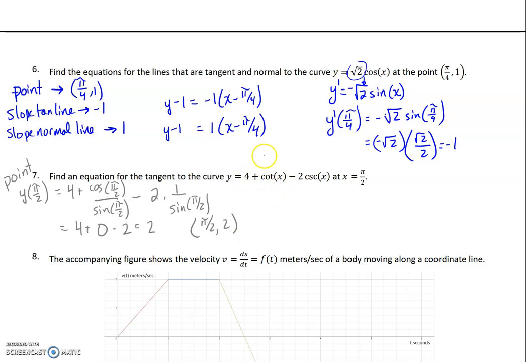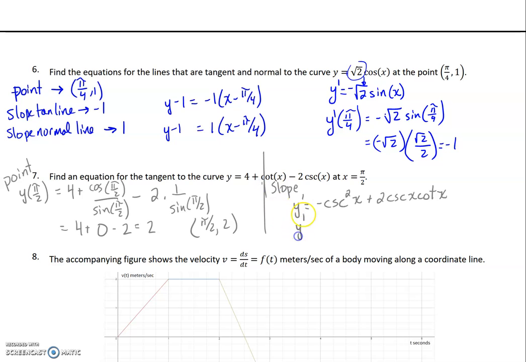And then what else do I need? I need my slope. So to get my slope, I'm going to take the derivative. The derivative of cotan is negative cosecant squared x. And the derivative of cosecant is negative cosecant cotan. So this is going to become plus 2 cosecant cotan. Those only need to be memorized after this next test. You don't have to know those for this test. I won't put anything on there.